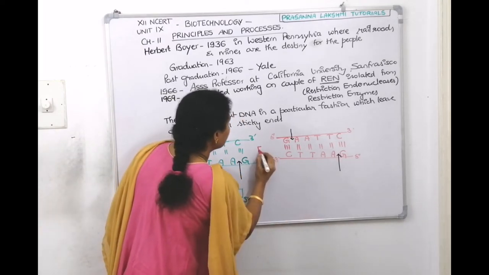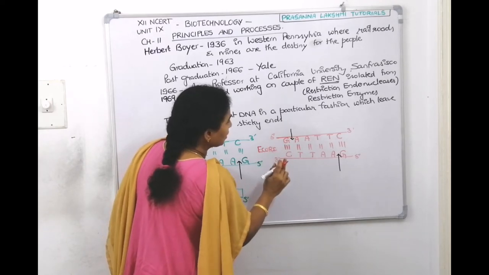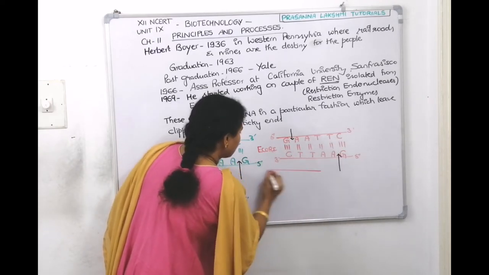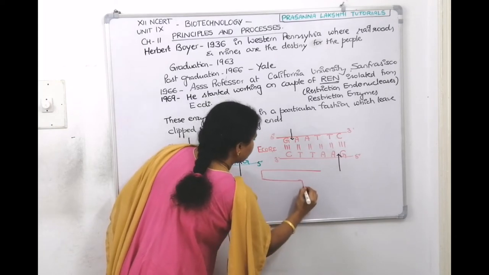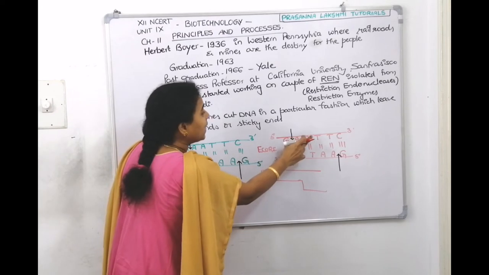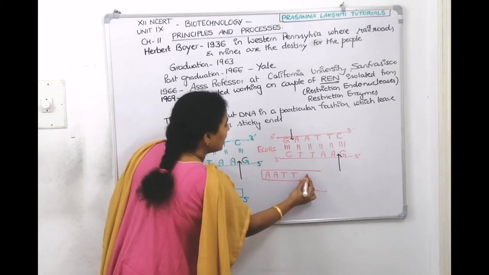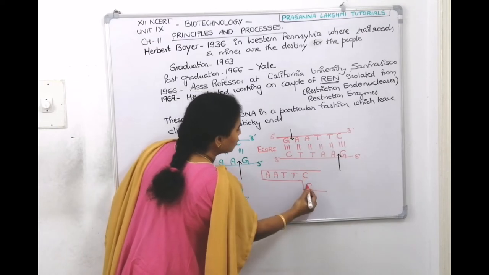We will just write down here. It is EcoRI. I need the space. So when you digest here, this will be like this. Because G is digested, right? So A, A, T, T, C are intact. A, A, T, T, C, and below it is G.